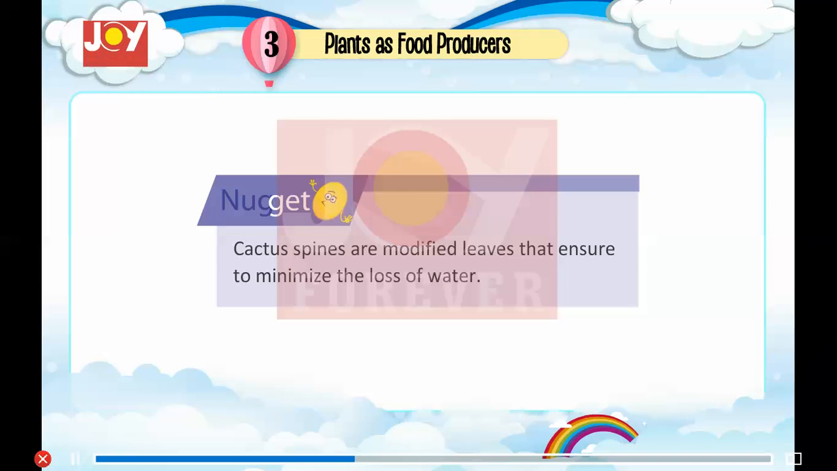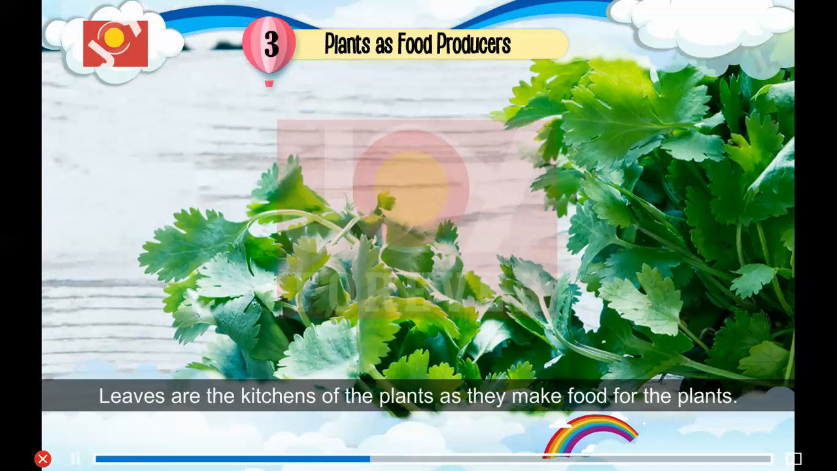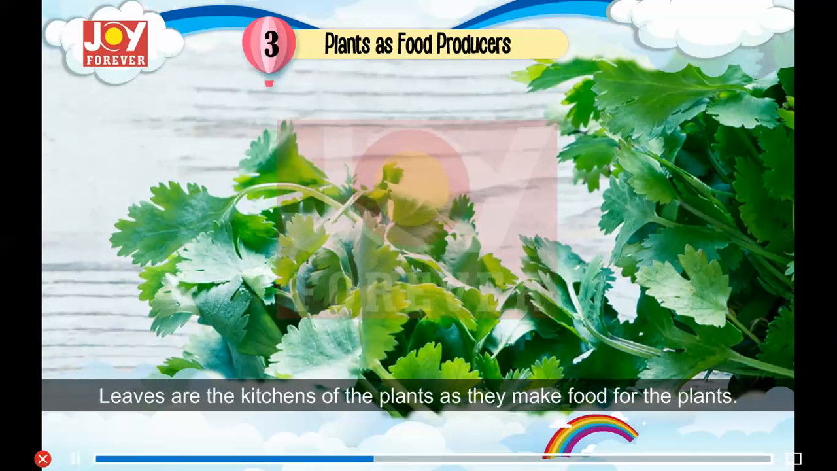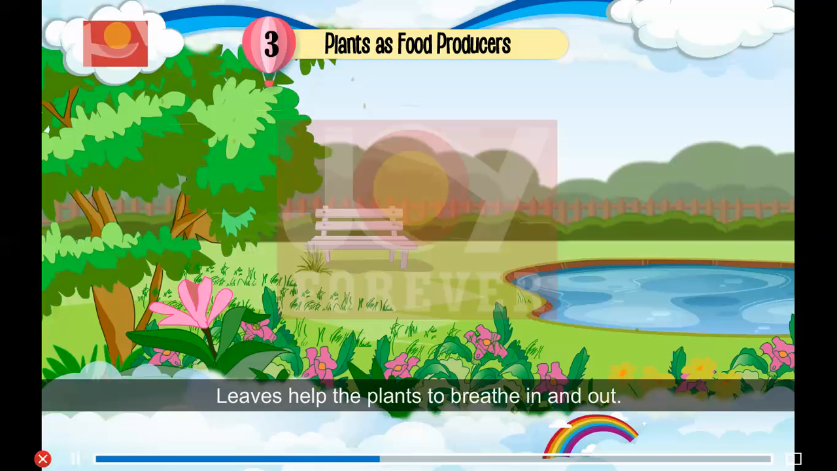Nugget. Cactus spines are modified leaves that ensure to minimize the loss of water. Functions of leaves. 1. Leaves are the kitchens of the plants as they make food for the plants. 2. Leaves help the plants to breathe in and out.